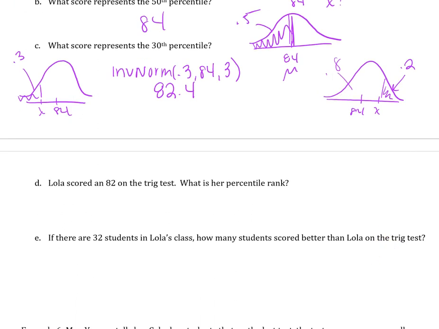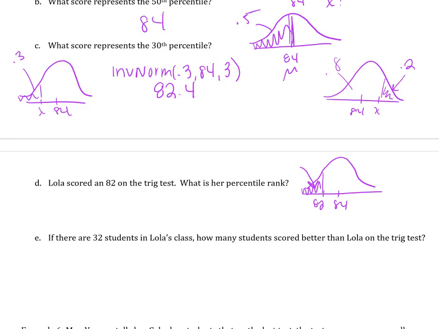All right, so let's say Lola scored an 82 on that trig test. What's her percentile rank? So now I'm switching it back on you. The center's 84. Lola's here at 82. I'm asking you to find an area. Anytime you're finding an area, that's a normal CDF. So now you have to pay attention. It's not inverse norm. You're going to do normal CDF, negative infinity to 82, mean 84, standard deviation is 3.